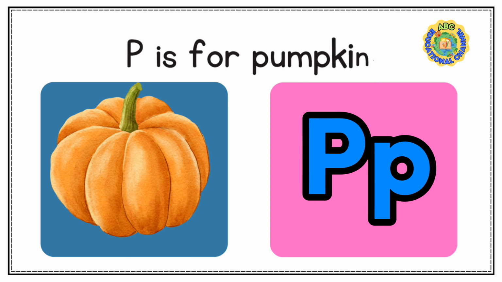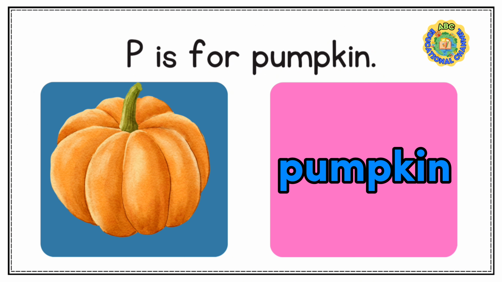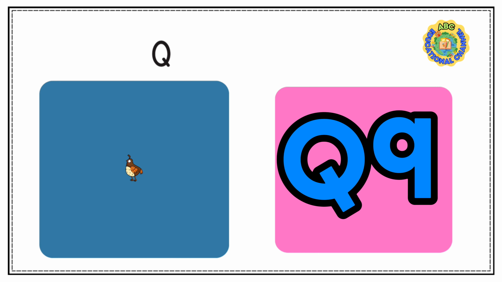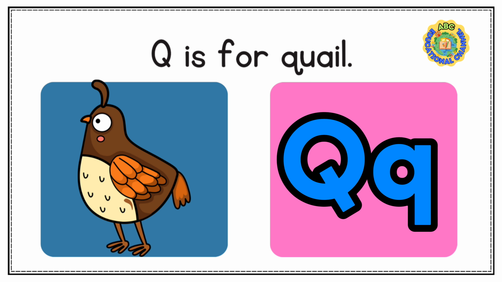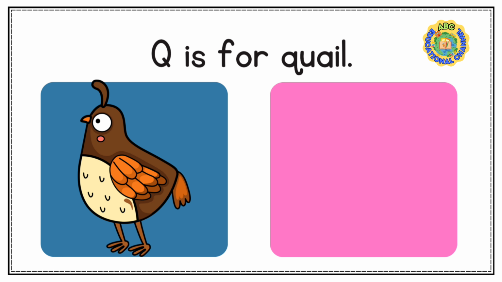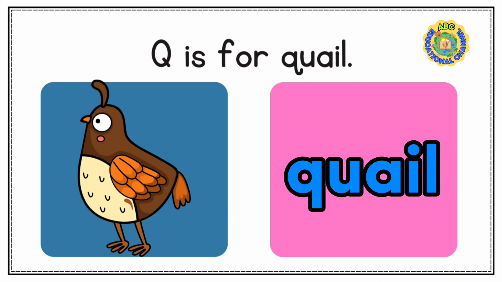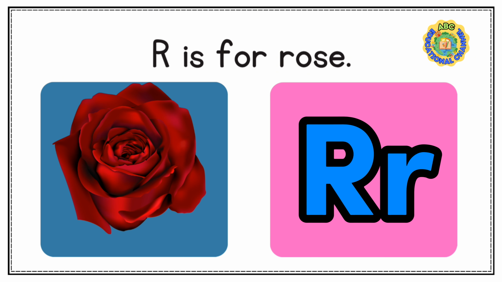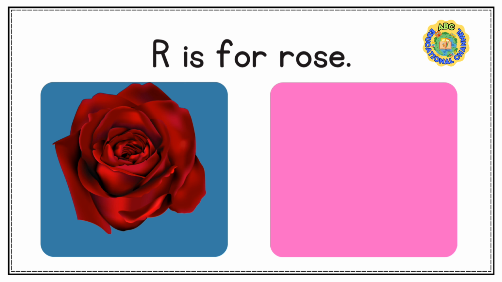P is for pumpkin. Pumpkin. Q is for quail. Quail. R is for rose. Rose.